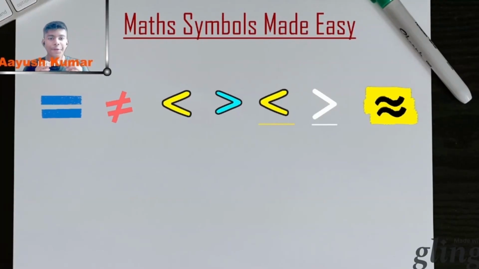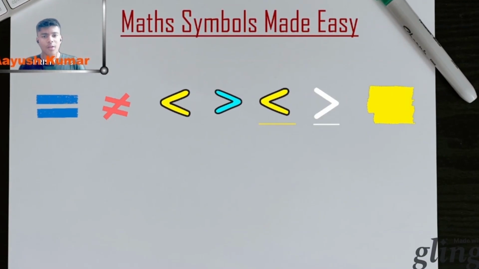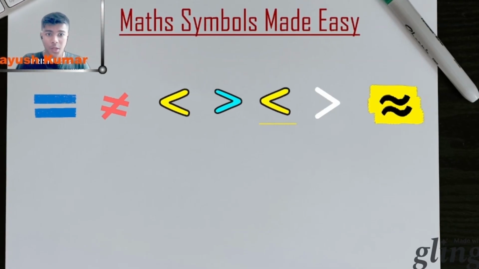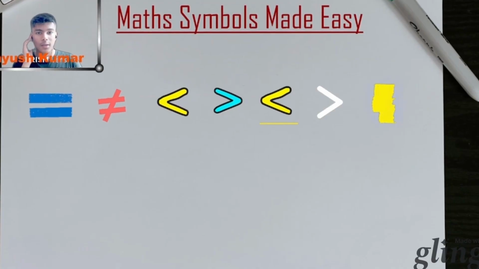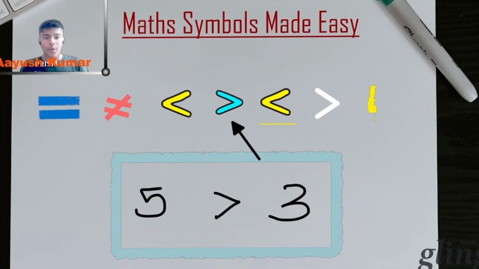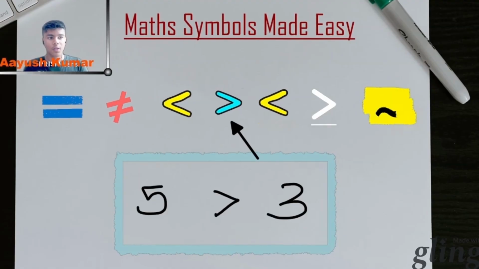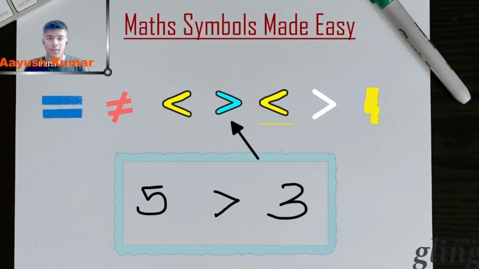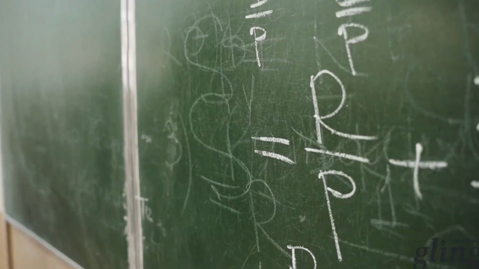In maths, we use symbols instead of writing long sentences. For example, instead of writing "5 is greater than 3" as a long sentence, we can write it like this using symbols. We can use symbols as short forms for long sentences in maths. Today, I'll quickly explain the most important math symbols with easy examples.